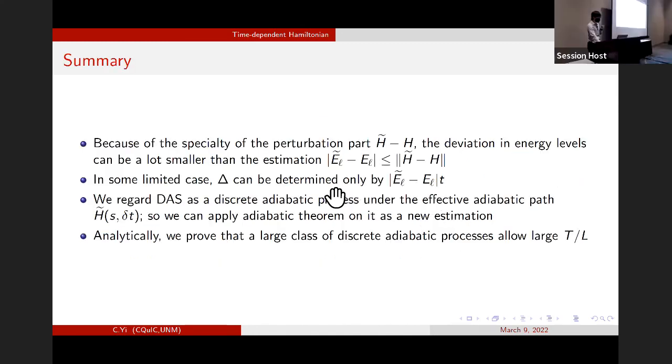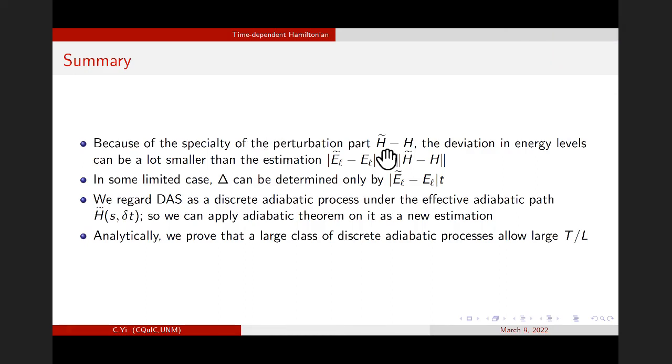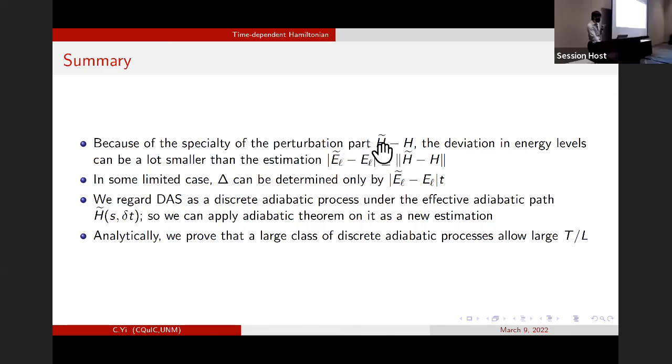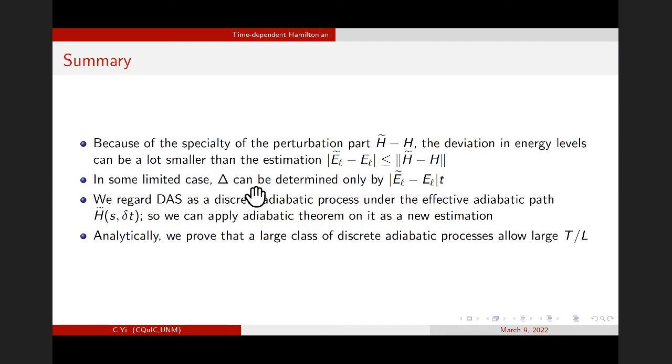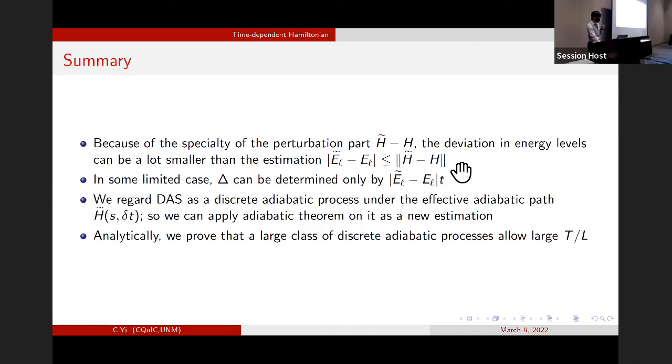Here's a quick summary. We have a list of small results. So first, because of the specialty of the perturbation terms, the deviation in energy levels can be a lot smaller compared to the worst-case inequality. And in some limited cases, the Trotter error can only be determined by the deviation energy times T.